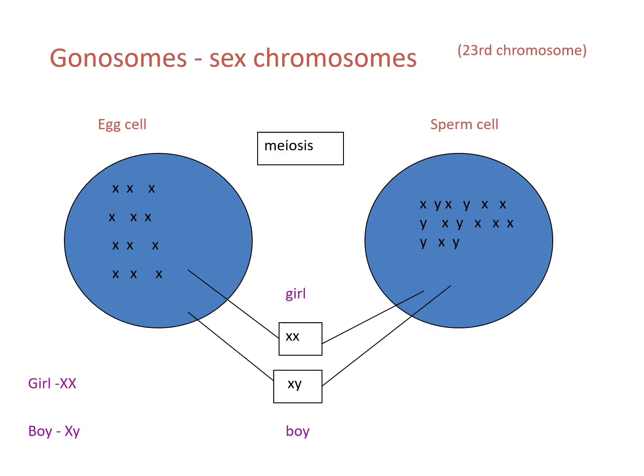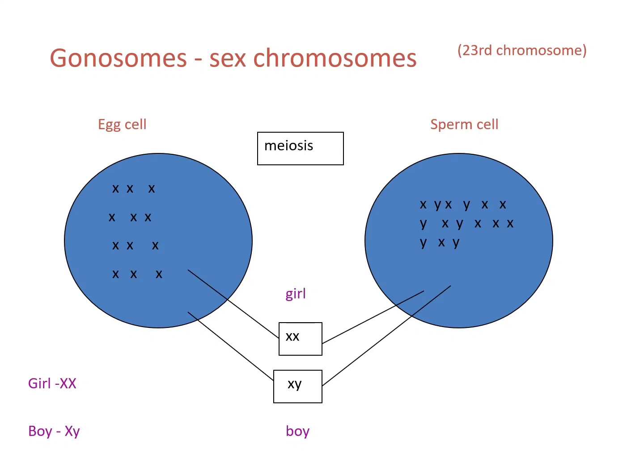Now, how would we know if the baby is a girl or a boy? In the 23rd pair of chromosomes, this is where they combine. The egg cell has only an X chromosome. The sperm cell has either an X or a Y chromosome.